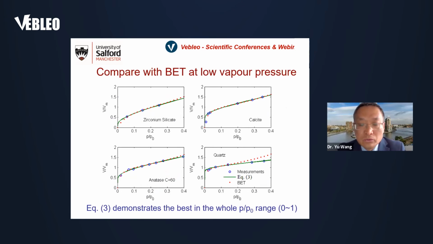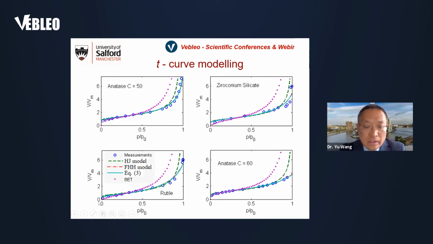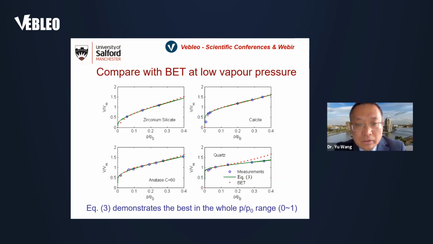We also zoom into the early part, under very high or very low relative humidity, and compare BET and equation 3. We can say that at very low relative humidity, equation 3 represents the T curve much better compared to BET. So here we can get a conclusion: equation 3 performs best over the whole range of the T curve compared to previous models.